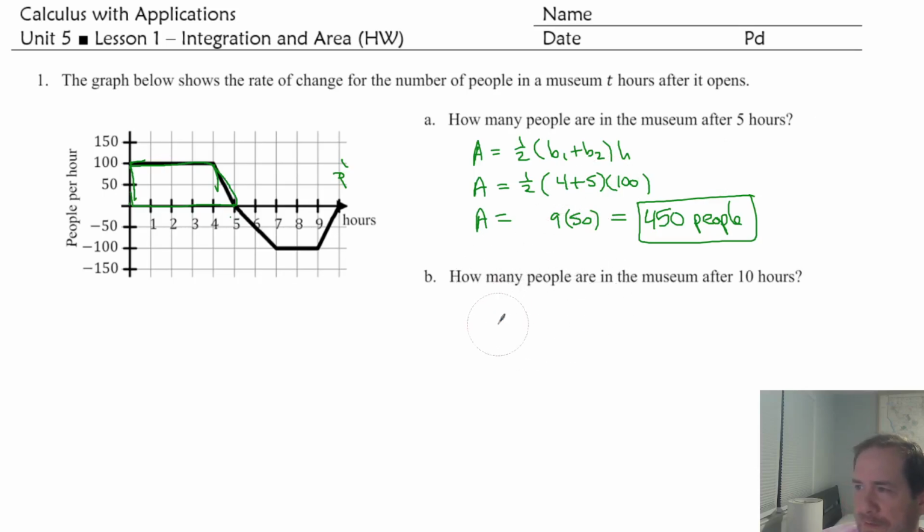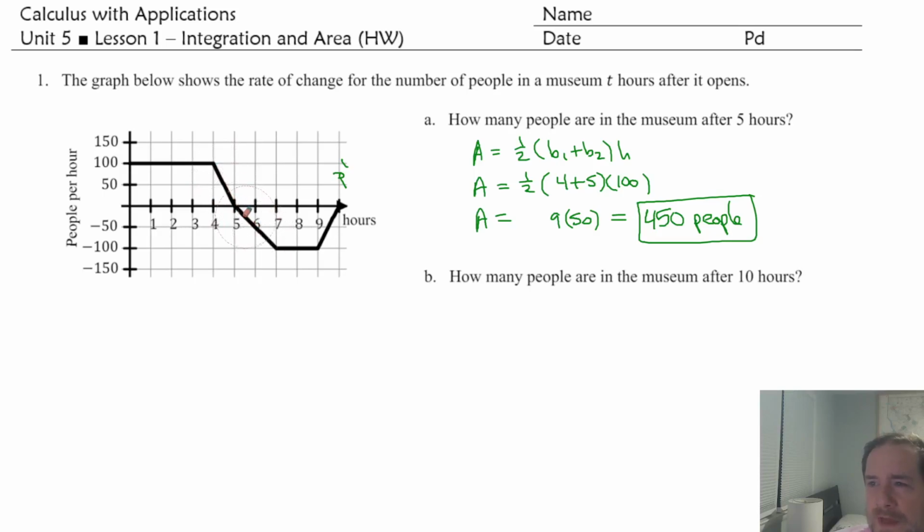Then they want to know how many people are in their museum after 10 hours. Well, the fact that this thing is coming down, that's starting to indicate that the first few people that came in, they're starting to leave now. More people are leaving than are entering. So the rate of change is starting to go down, down, down. And then, I guess I lied. This is just people starting to leave.